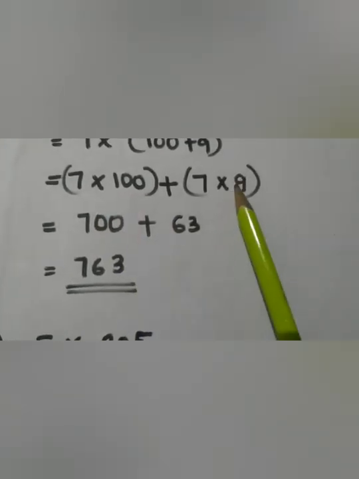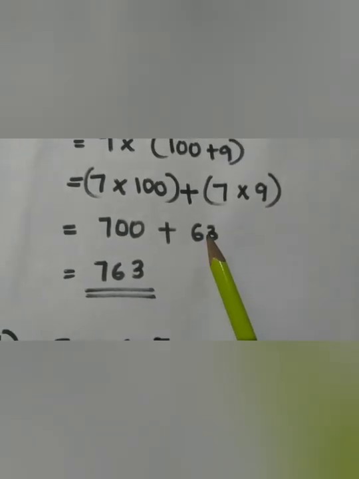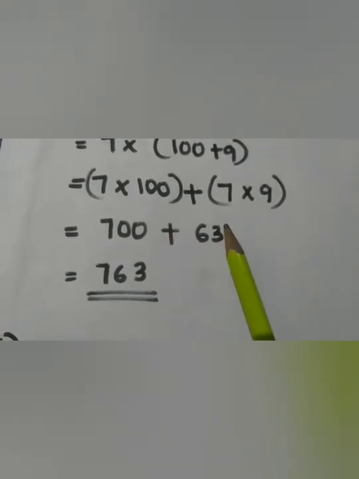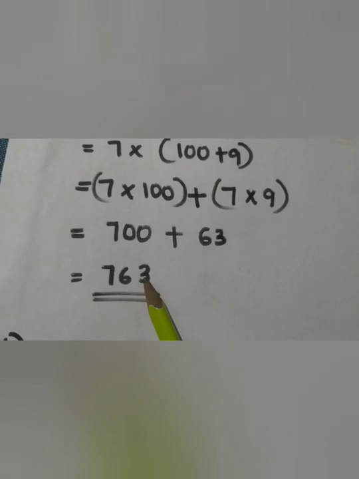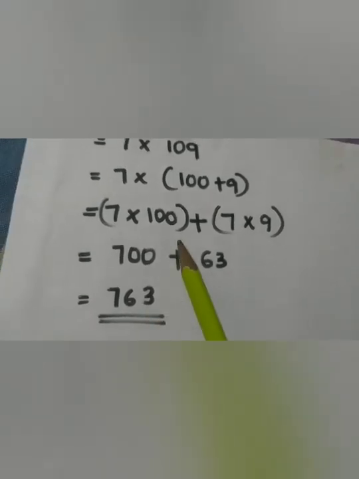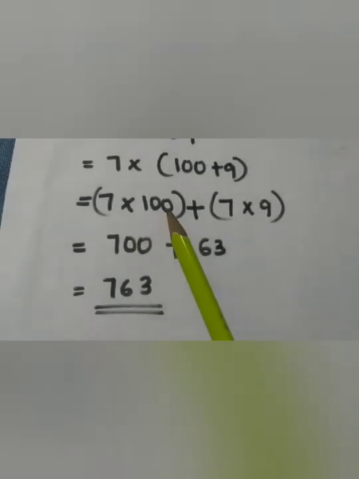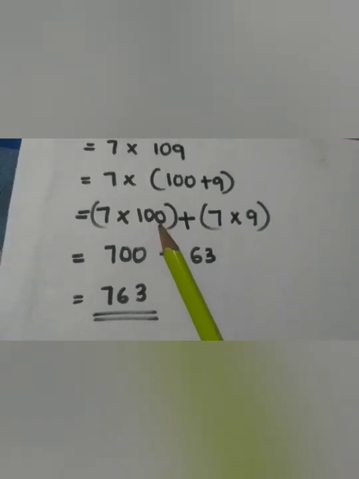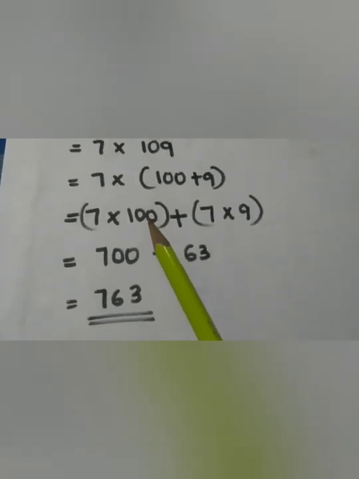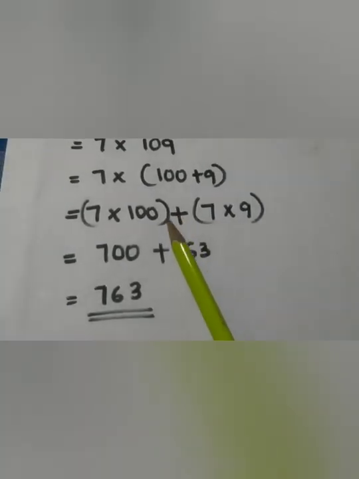Now how can we solve that? 7 into 100, 700. 7 into 9, 63. Now adding 700 plus 63, 763. If the question says solve by using bracket, you have to follow this method itself. That means the bracket should be used.